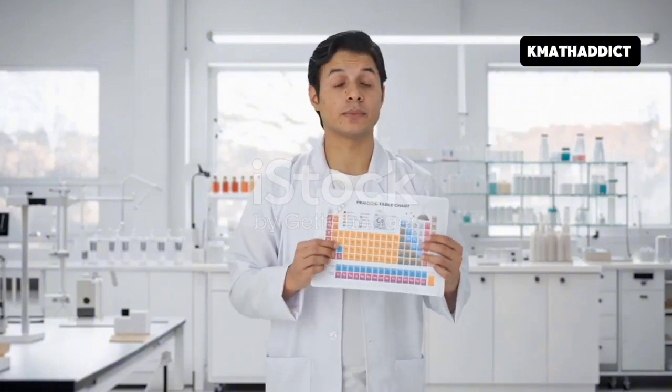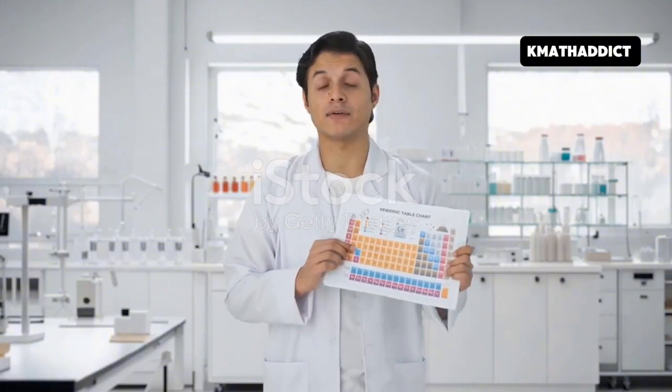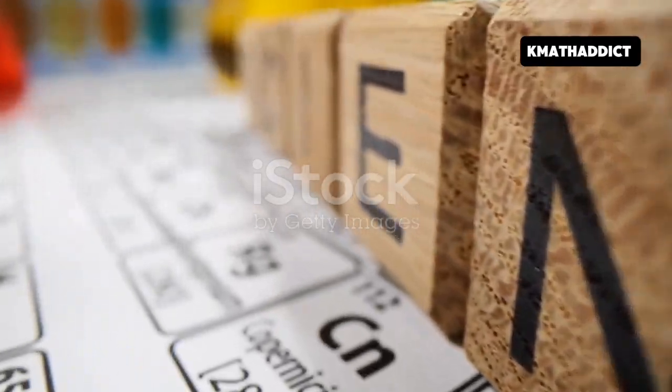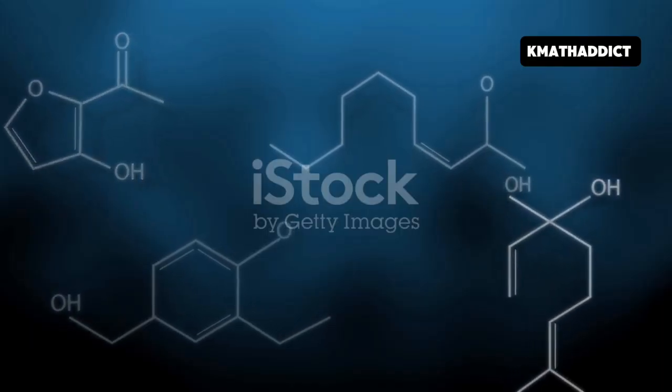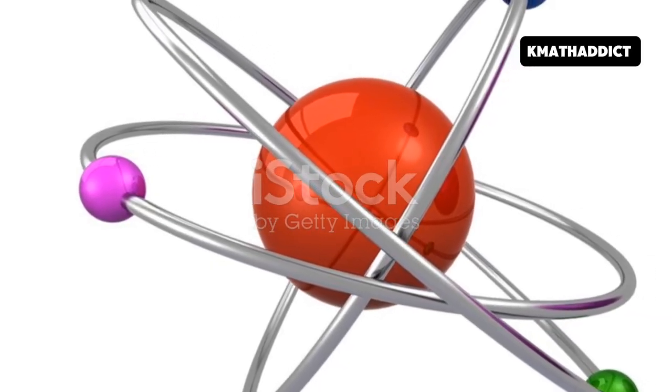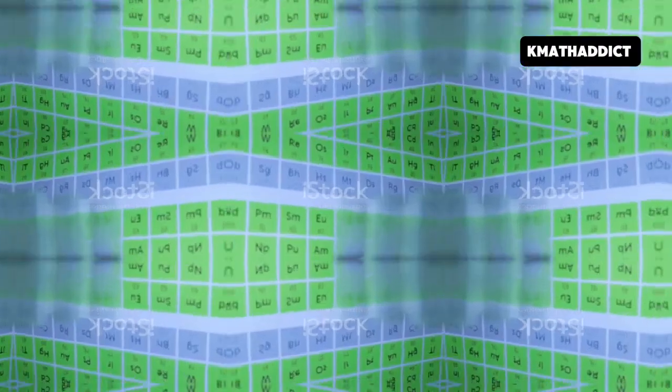The periodic table is a systematic arrangement of all known elements. It organizes elements based on their atomic number and electron configuration. This arrangement reveals patterns and trends in the properties of elements. Isotopes are atoms of the same element with different numbers of neutrons.